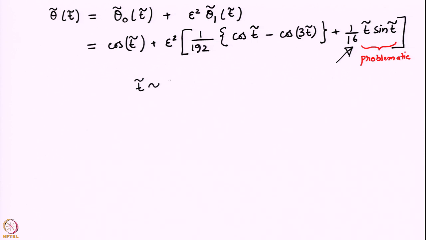In particular, you will see that when the time is approximately 1 by epsilon square, epsilon is a small number, so 1 by epsilon square is a large number. So, this is a large time. So, when time reaches the order 1 by epsilon square, then this term, this t into epsilon square becomes an order of magnitude 1 number. So, consequently, this term becomes as large as the first term.